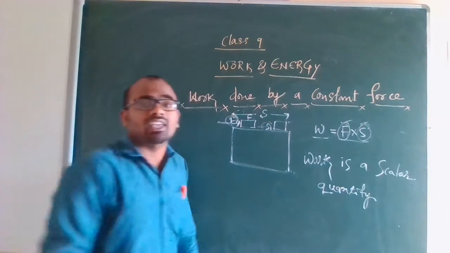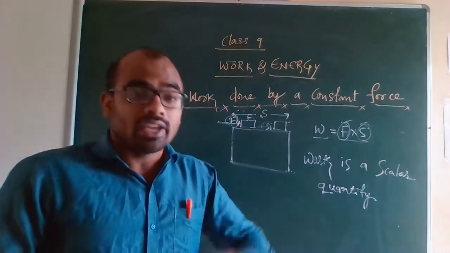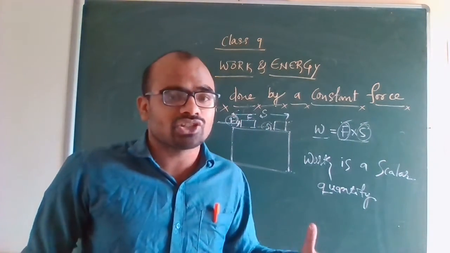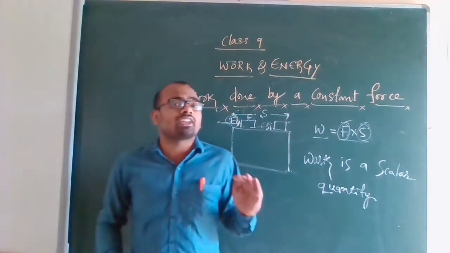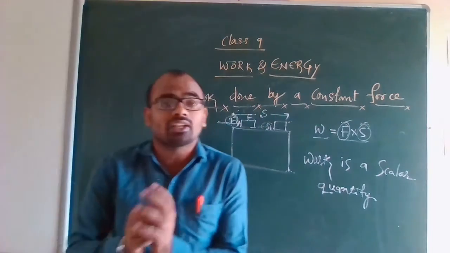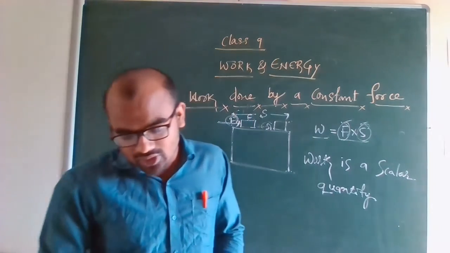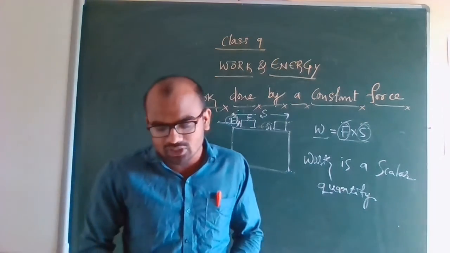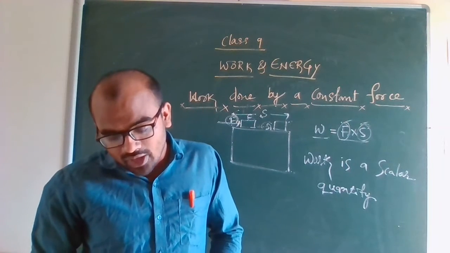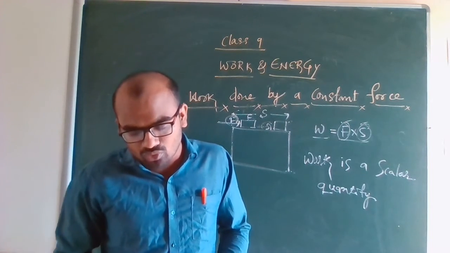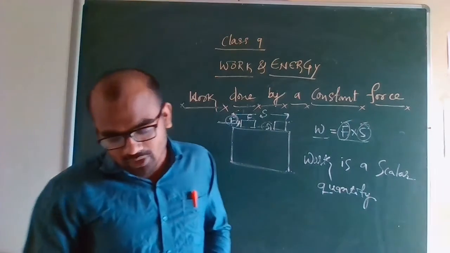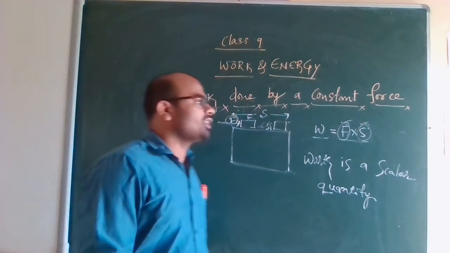Work is a scalar quantity. It has magnitude but it does not have any direction. Thus work done by a force acting on an object is, suppose F is equal to 1 Newton and S is equal to 1 meter, then work done by the force will be 1 Newton meter.